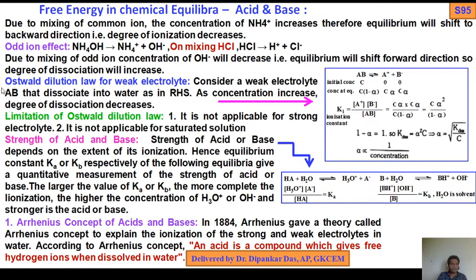Next, odd ion effect. Ammonium hydroxide, again this is NH4 plus OH minus. If you mix HCl instead of ammonium chloride, what will happen? We get H plus Cl minus, but here there are no common ions on the right hand side or forward direction. But due to the mixing of odd ions, H plus, the concentration of OH minus will decrease. Due to the mixing of odd ion, the concentration of OH minus ion will decrease.